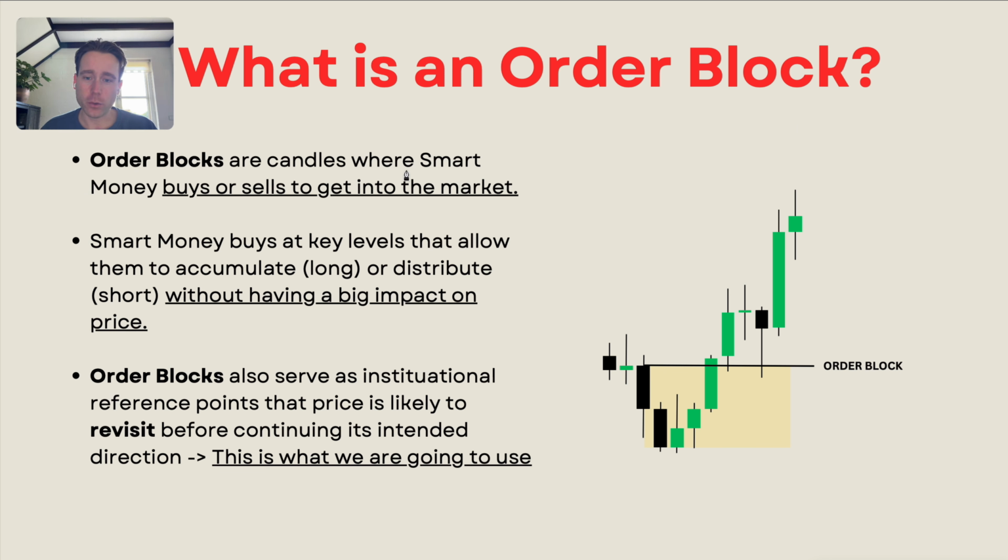Order blocks are candles where smart money buys or sells to get into the market. Here on the right side, you see an order block. Smart money buys at key levels that allow them to accumulate when they're longing or distribute when they're shorting without having a big impact on price. So these down close candles are the order blocks. So here's where smart money wants to go long. Order blocks also serve as institutional reference points that price is likely to revisit before continuing its intended direction. And this is what we're going to use right here.